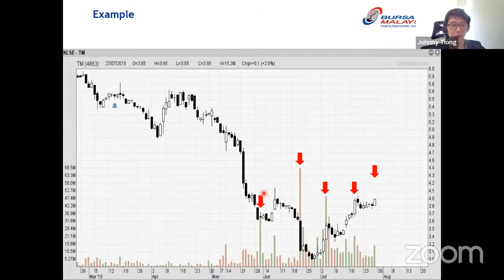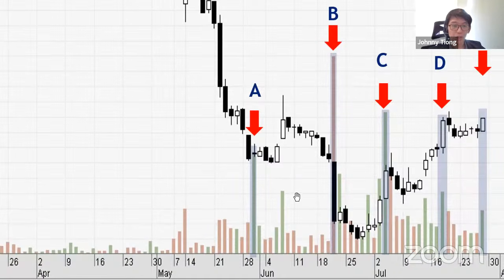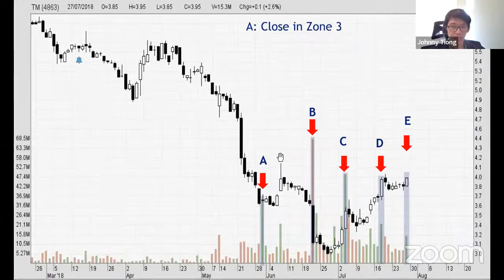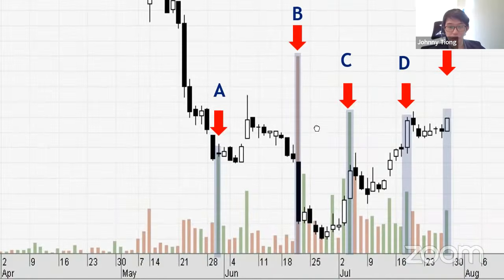So we look at the candles, again A, B, C, D, E. Then we look at this A. Again, how do we know the zones? The highest and the lowest divided by 3. So for this one, from the naked eye, it closes at zone 3. Selling pressure. B also, this is a bearish candle.